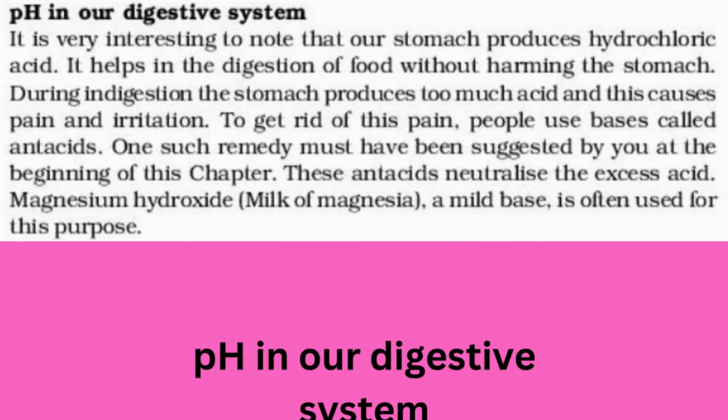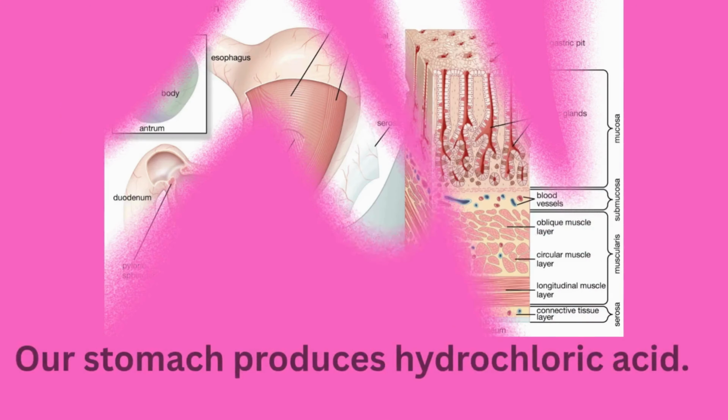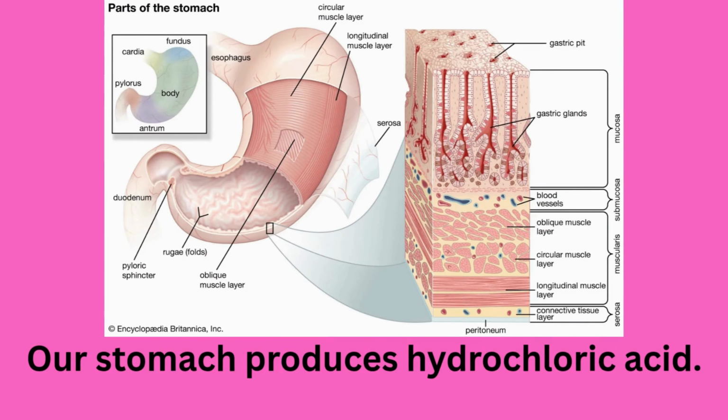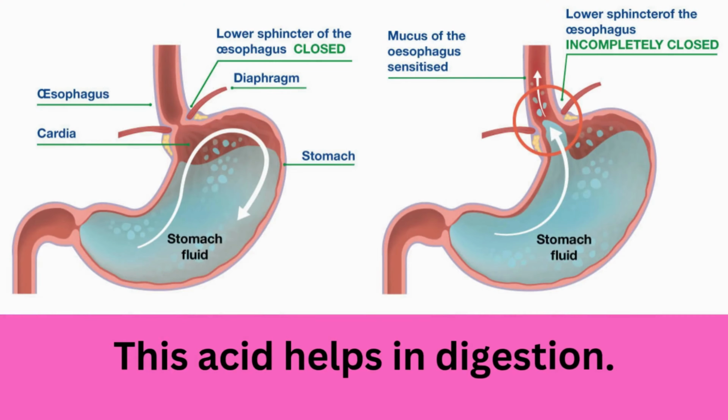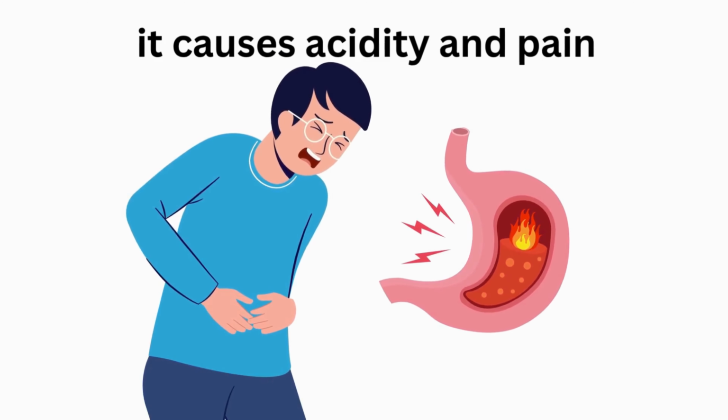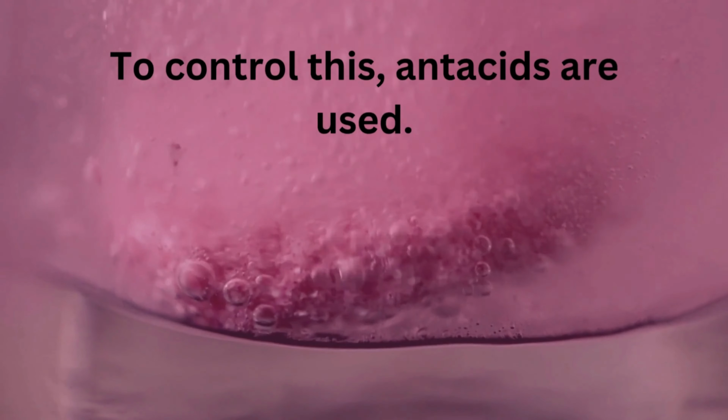pH in our digestive system. Our stomach produces hydrochloric acid. This acid helps in digestion. But if too much acid is produced, it causes acidity and pain. To control this, antacids are used.